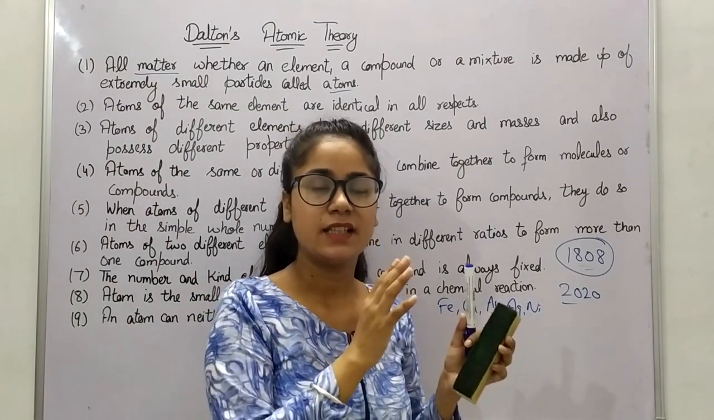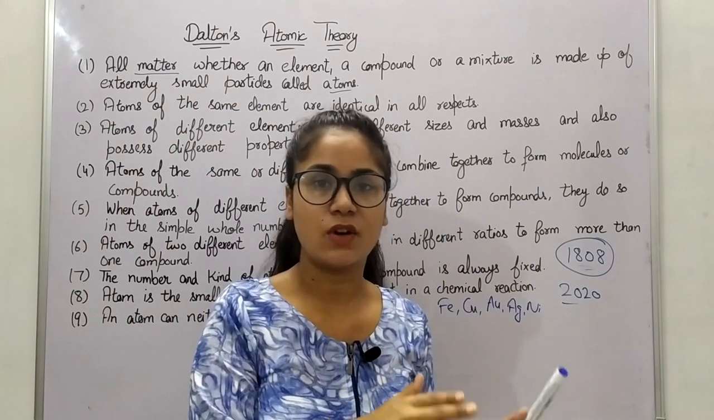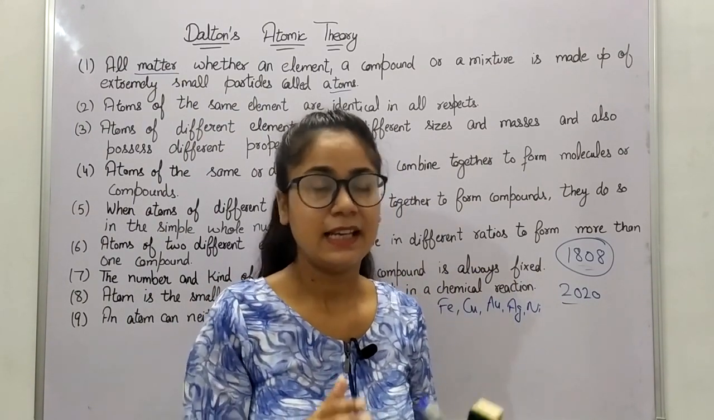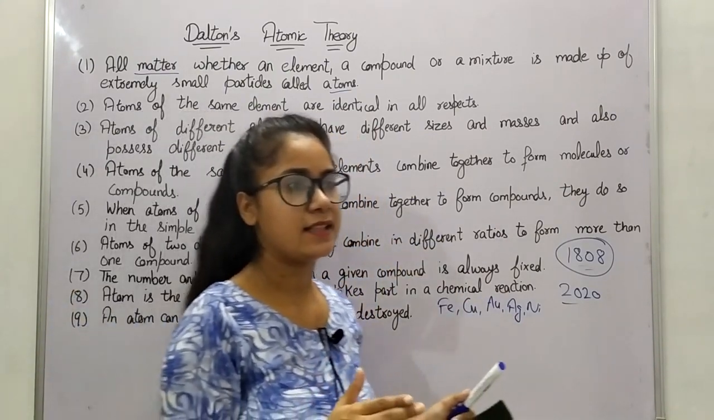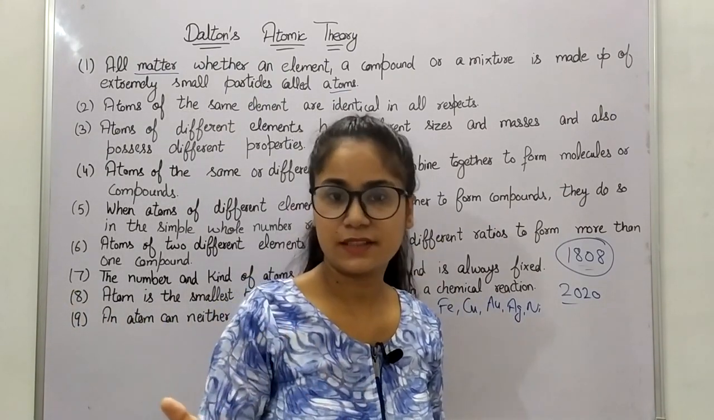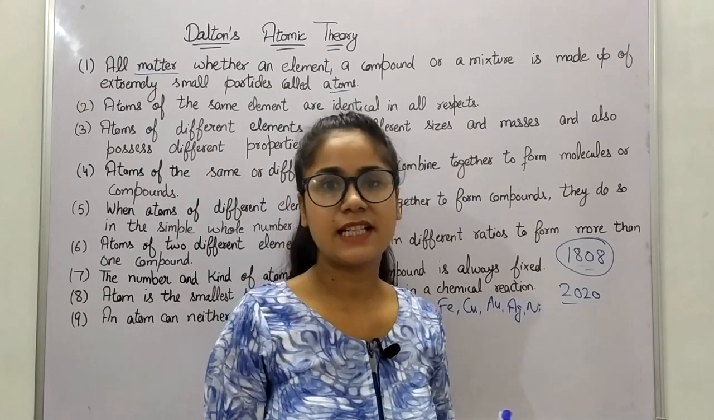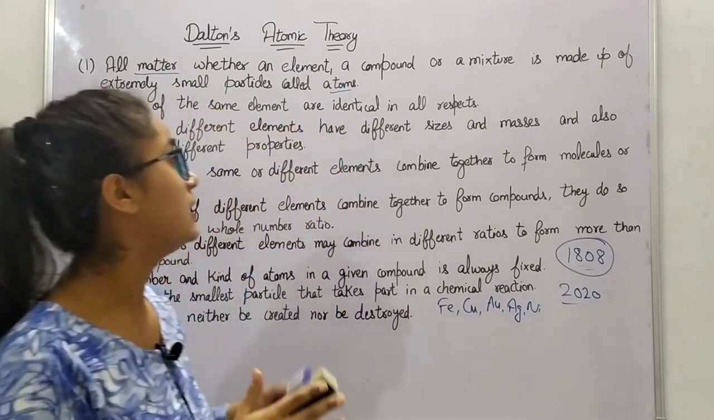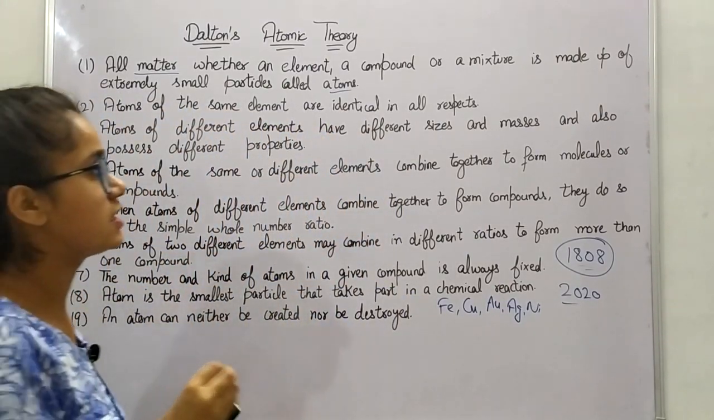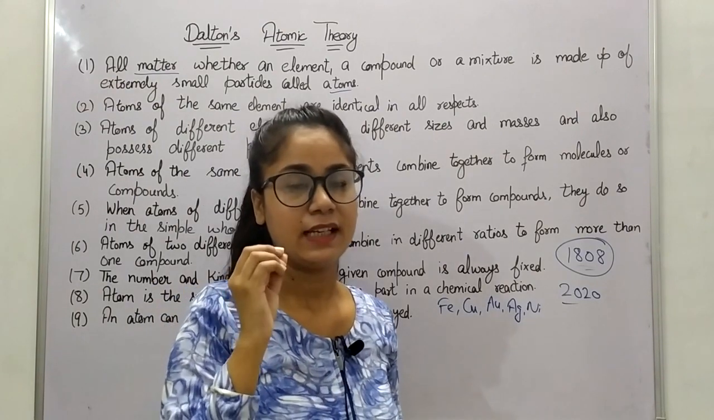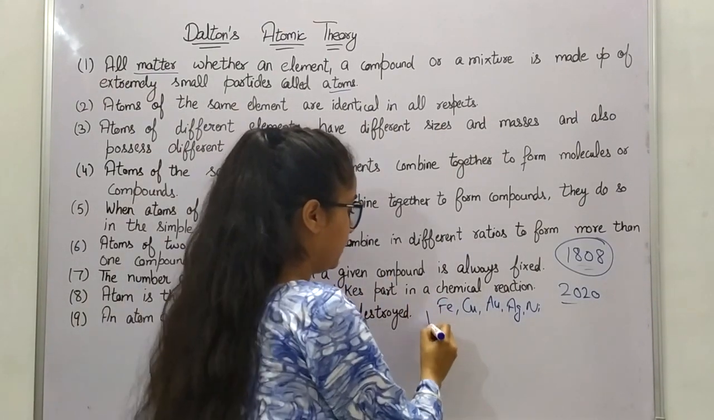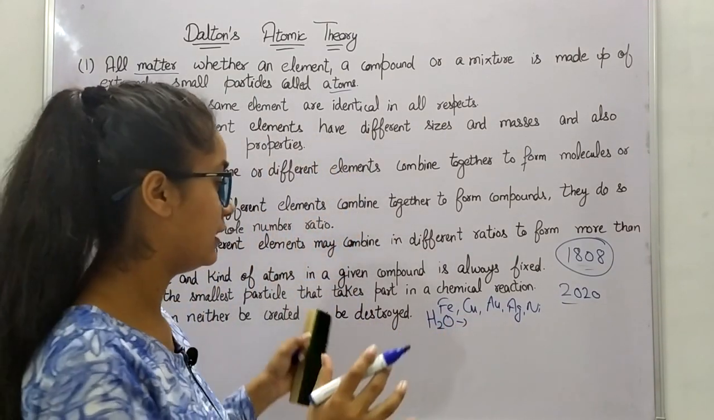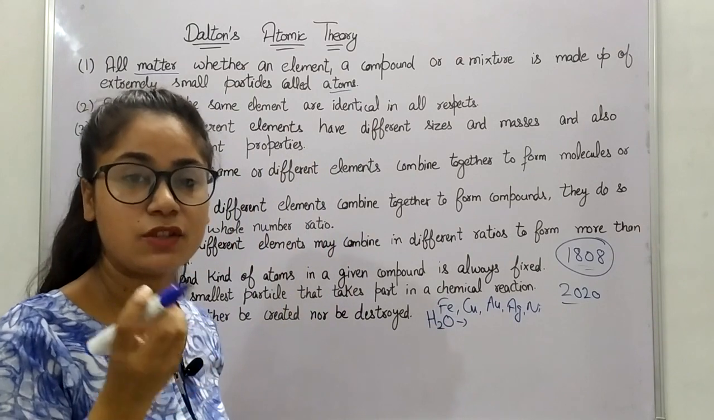Usually we take a compound in solid form, in which two or more kinds of atoms of different elements combine, and we take a mixture such as salt and water, sugar and water. These things we name as mixtures, or aqueous solutions too. So all these things are made up of small particles called atoms. That means if you are taking water, then this whole thing, a glass of water, is made of atoms.